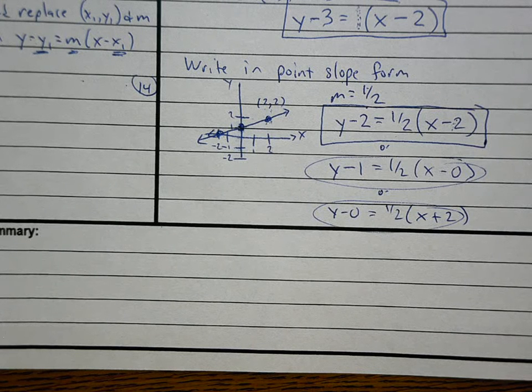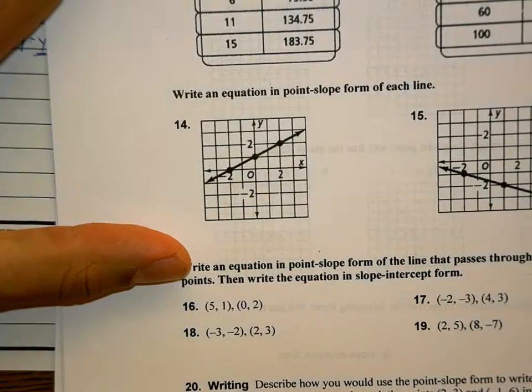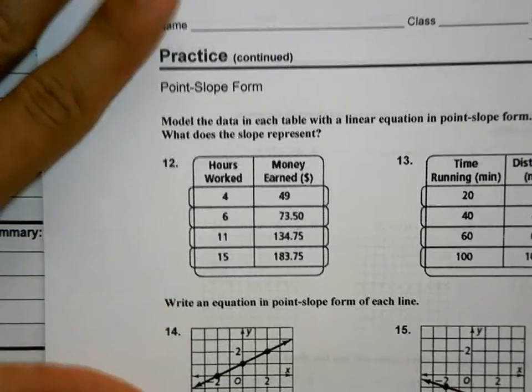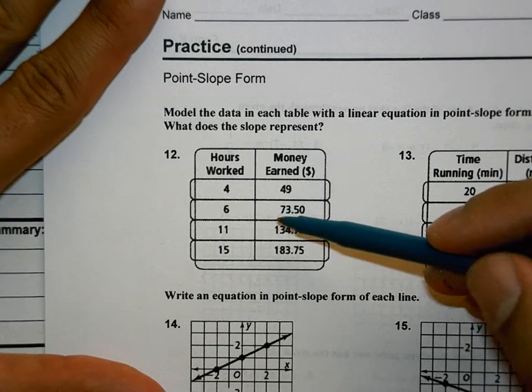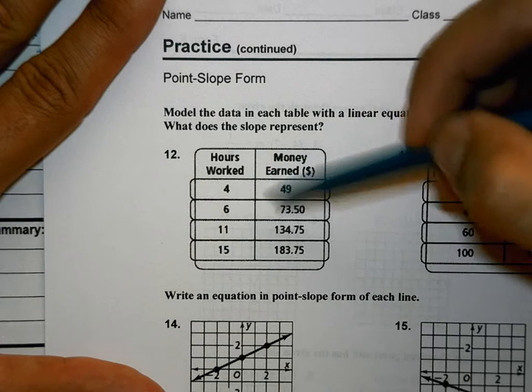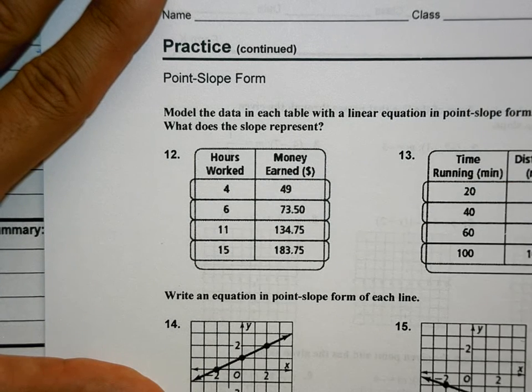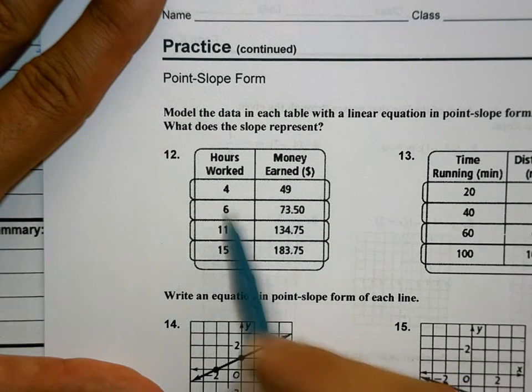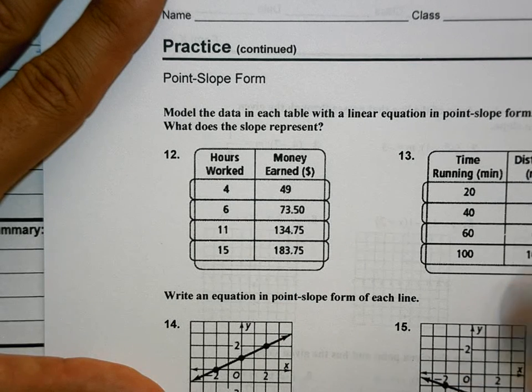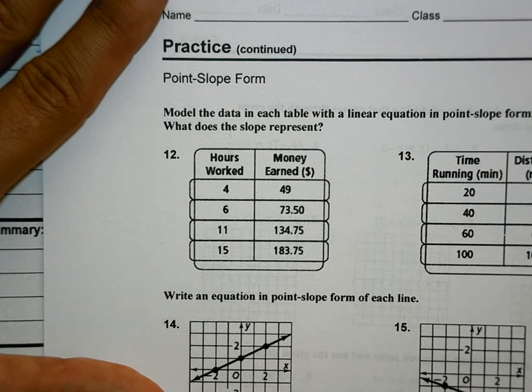Lastly, on your worksheet, you have a table. You should also be able to look at a table, and it doesn't matter if this is a point, this is a point, this is a point. I can find the slope and then I can pick any point I want to write it in point slope form. So keep in mind, it's the same thing, just in table format. All right?